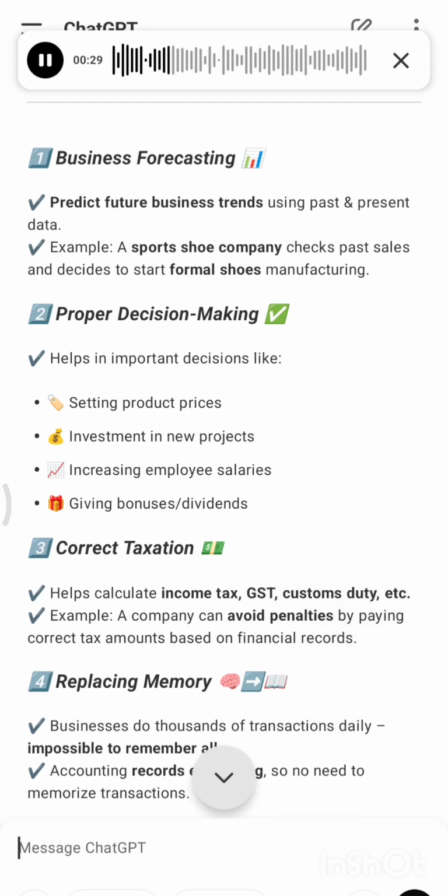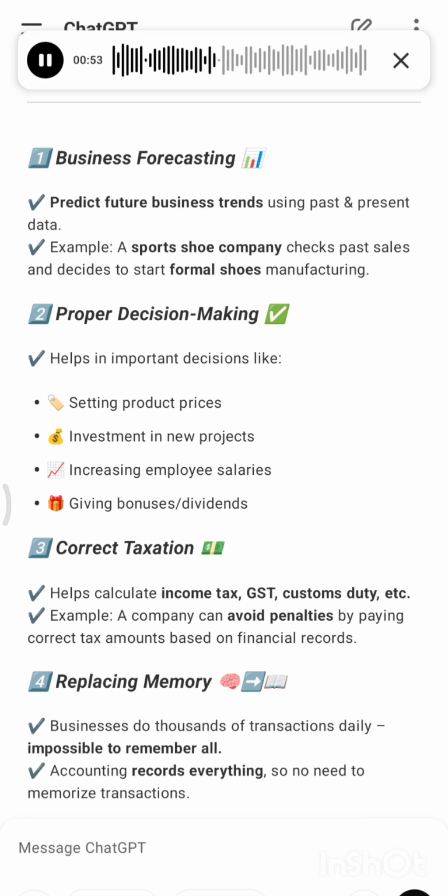2. Proper decision-making. Helps in important decisions like setting product prices, investment in new projects, increasing employee salaries, giving bonuses and dividends. 3. Correct taxation. Helps calculate income tax, GST, customs duty, etc. Example: a company can avoid penalties by paying correct tax amounts based on financial records.